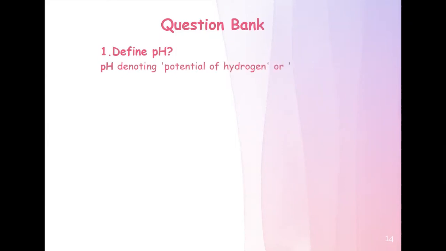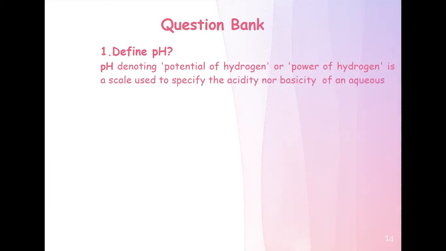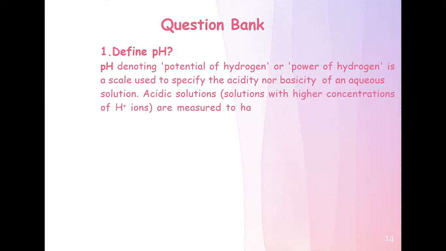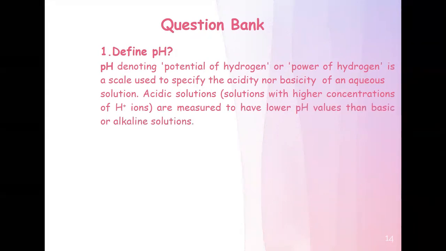Then question bank. Define pH. pH, denoting potential of hydrogen or power of hydrogen, is a scale used to specify the acidity or basicity of an aqueous solution. Acidic solutions with higher concentration of H plus ions are measured to have lower pH value than basic or alkaline solutions.